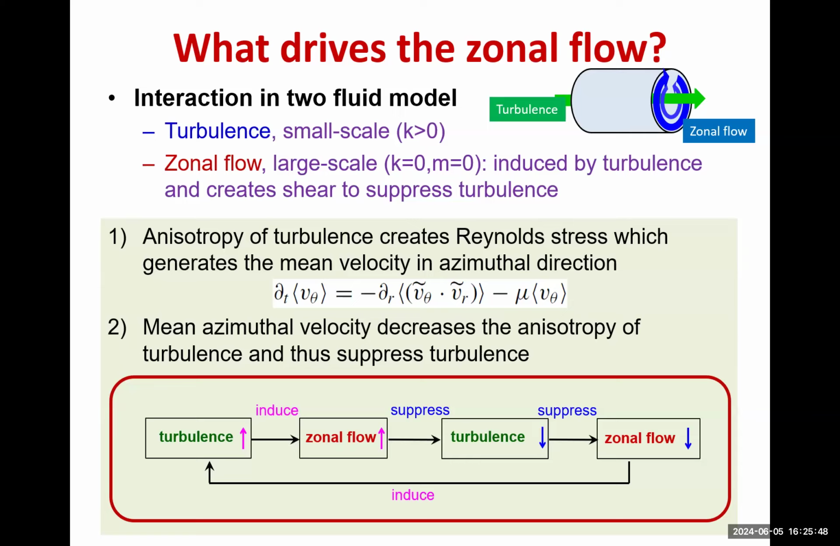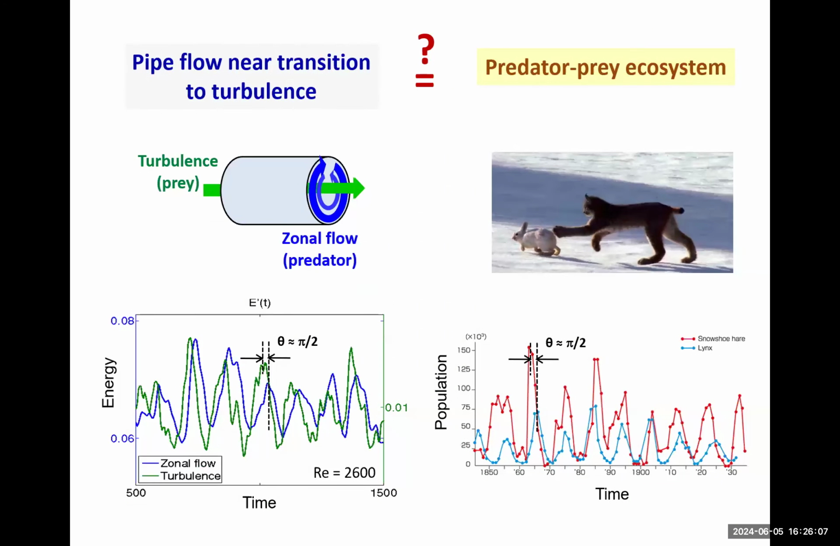and so suppresses it. Once the turbulence has been suppressed, then the zonal flow, which is created by the turbulence shooting out the fluid to the walls, goes down, and now that the zonal flow has gone away, the turbulence can go up again. So this is exactly like you were saying, predator and prey in an ecosystem. So now it's very easy. You can probably guess what's going to happen.